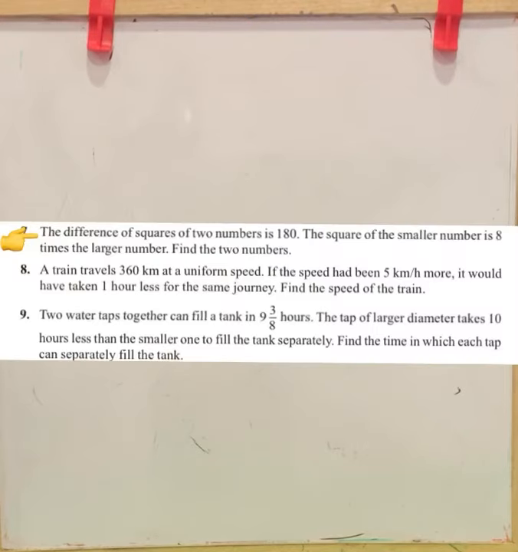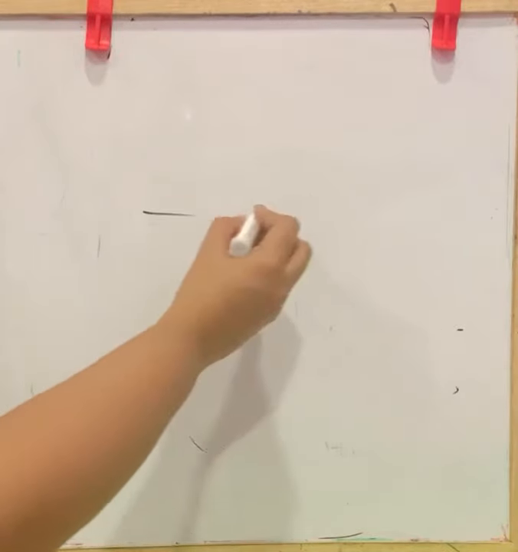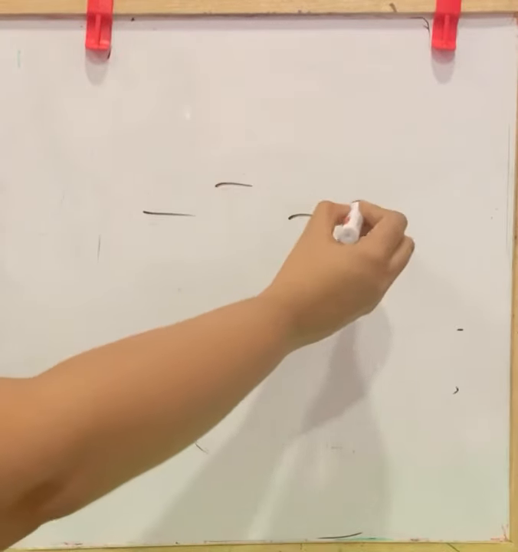Seventh question: the difference of squares of two numbers is 180. The square of the smaller number is 8 times the larger number. Find the two numbers. We don't know the two numbers, but we have some conditions given in the question. Here the condition is that the difference of squares of two numbers is 180. Two squares' difference will be 180.